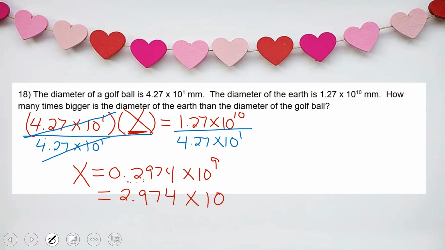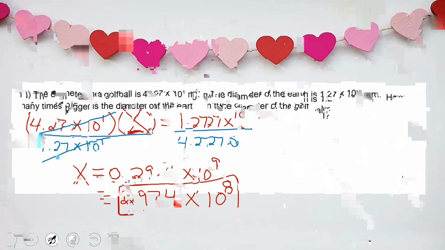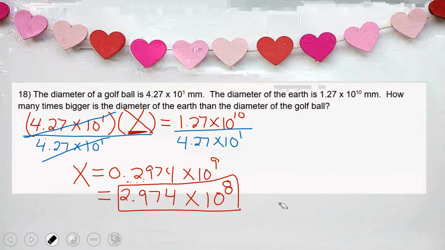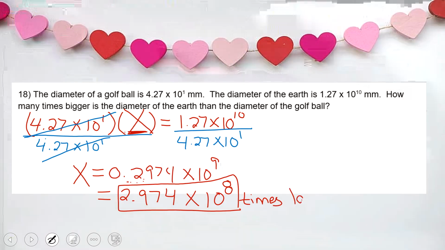In doing that, again, you can write it out or you can think about it. That means that is one less space for me to have to move my decimal to be the same number in standard form. So to answer our question, how many times bigger is the diameter of the Earth than the diameter of the golf ball? It would be 2.974 times 10 to the 8th times larger. And we don't have a unit. Well, you said millimeters, so let's add that in there. Millimeters wouldn't attach here. It would be times larger.